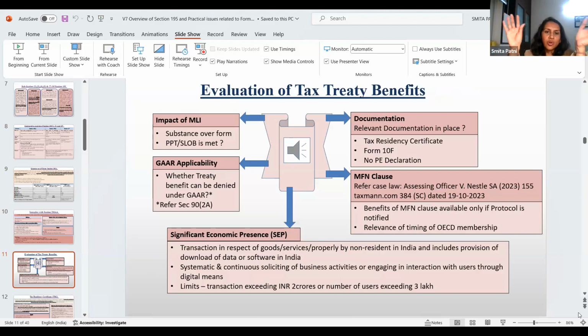They say that in case your transaction exceeds 2 crore or the number of users is 3 lakhs. If there are any purchase of goods or services by a non-resident, including the provision of download of data also, there is a systematic continuous soliciting of business activities. So in this case, there is a threshold of say 2 crore for sale of services, sale of goods, and there is a user threshold also which is exceeding 3 lakhs. So if you fall in these categories, irrespective of the fact that you do not have any presence in India, you do not have any business connection in India, then in SEP you are again taxable.